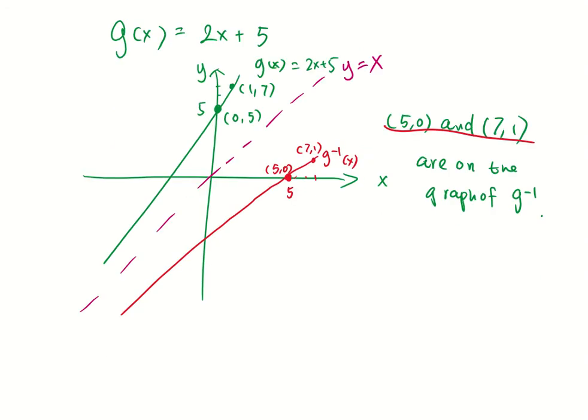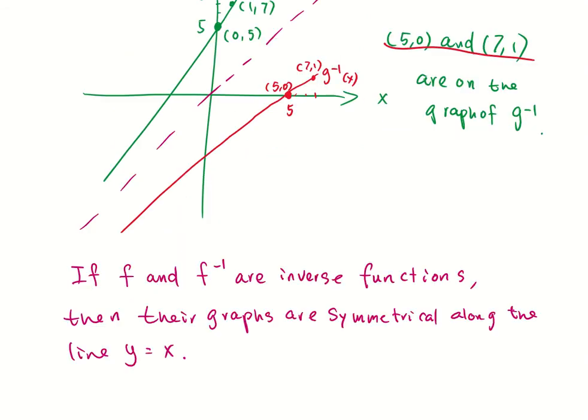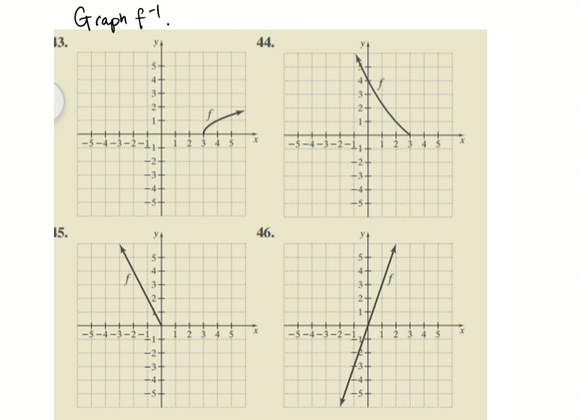This works for all inverse functions. If you have 2 inverse functions, f and the inverse of f, then their graphs are symmetrical along the line y equals x. For example, here I give you 4 graphs, and for each graph I want you to graph the inverse of f. Starting from the first graph, the function f passes through 3, 0, and this point, which is 4, 1.